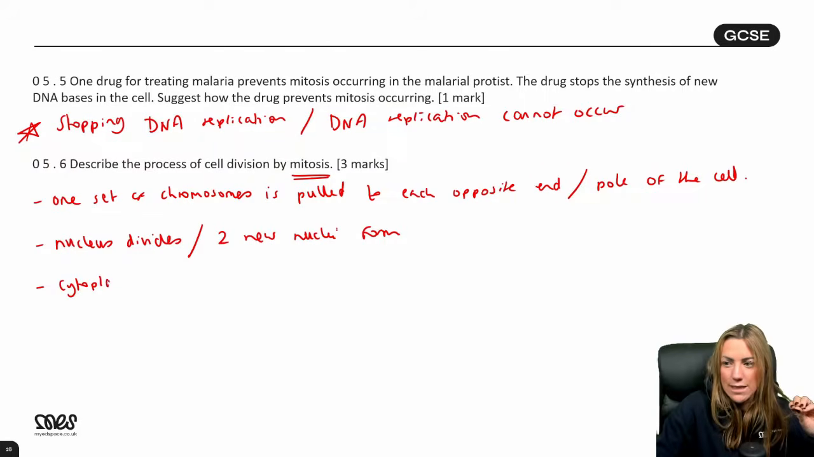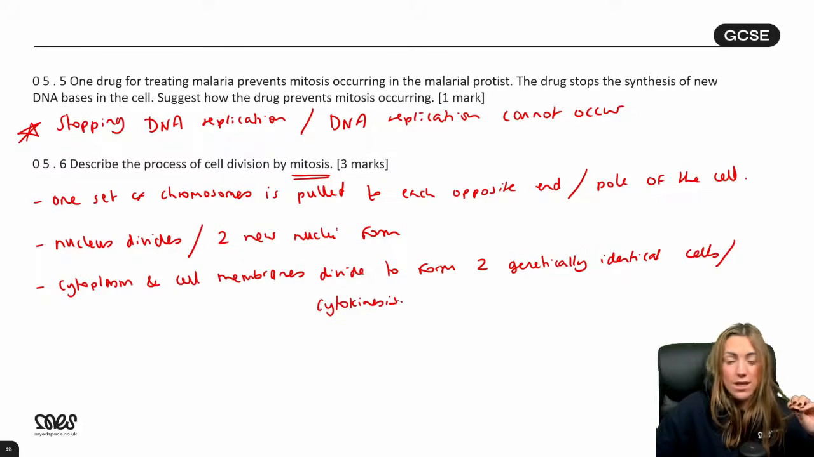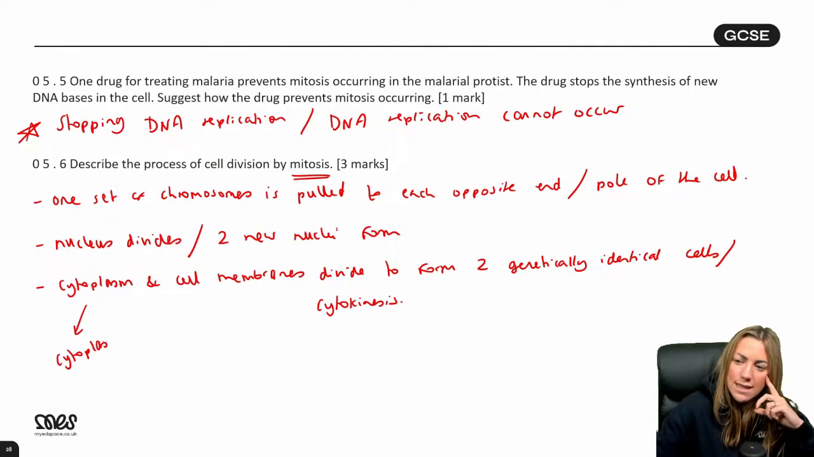Finally, the cytoplasm and cell membranes divide to form 2 genetically identical cells. Or if you know the key term, it's easy to just say cytokinesis occurs. So the cytoplasm divides, the cell membranes divide, or I think I actually would have said it like this. I would have said the cytoplasm divides and 2 new cell membranes form.